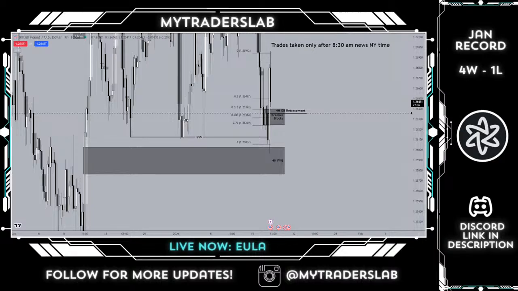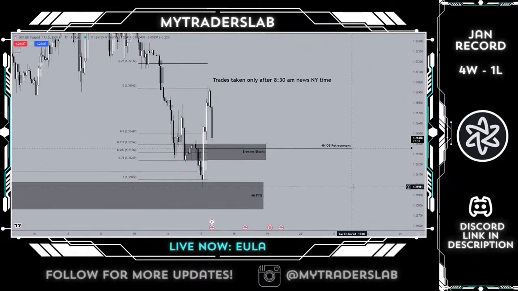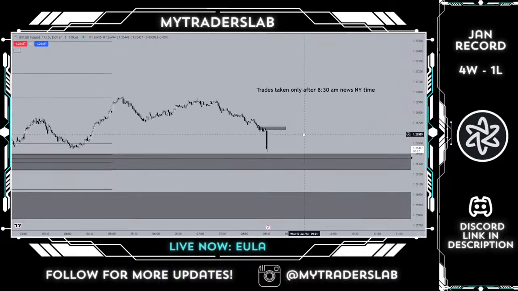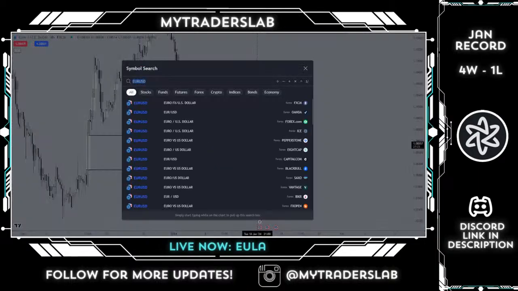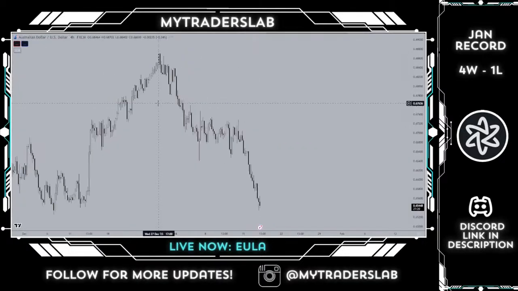Okay, we might be able to see some form of a retracement to buy here, but I'm gonna play it safe and I'm gonna look for confirmations on the lower time frame. So for Euro, it's not really that enticing to me. We'll look at Aussie dollar.